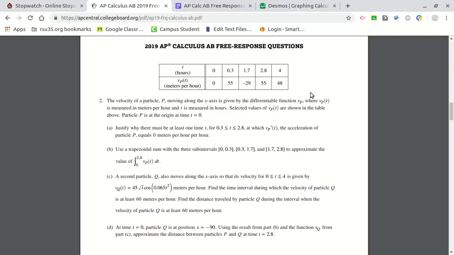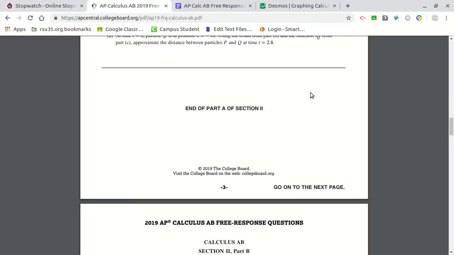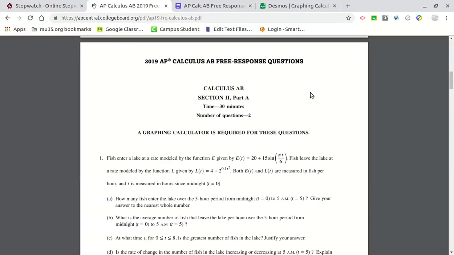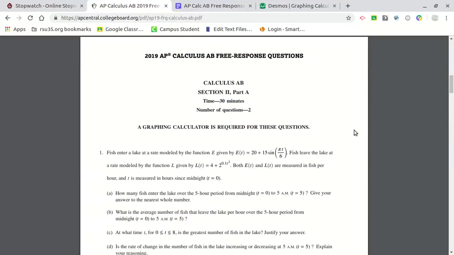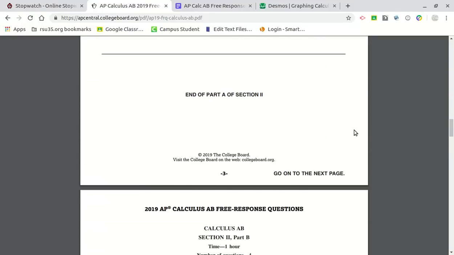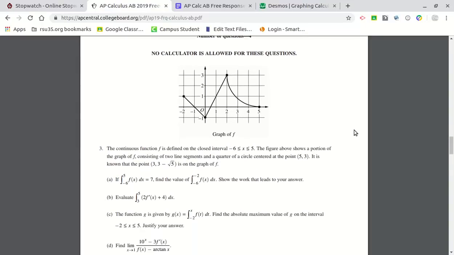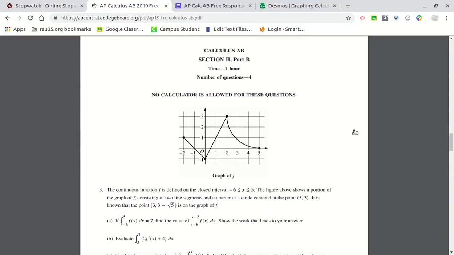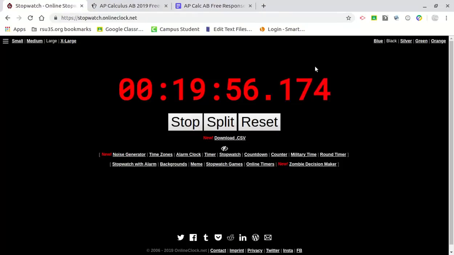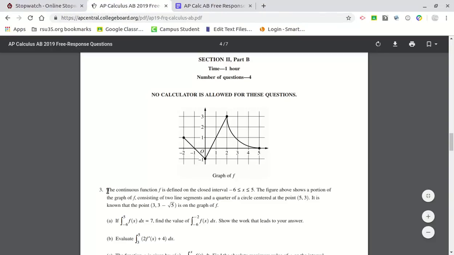How much time do I have? I've done, okay, so it took me less than 20 minutes to do the first section, which usually takes 30 minutes. So I guess that's normal. It's not really that fast, unfortunately. No calculus allowed. Okay, goodbye. I should probably split, just so you know, section 1 took me 20 minutes.